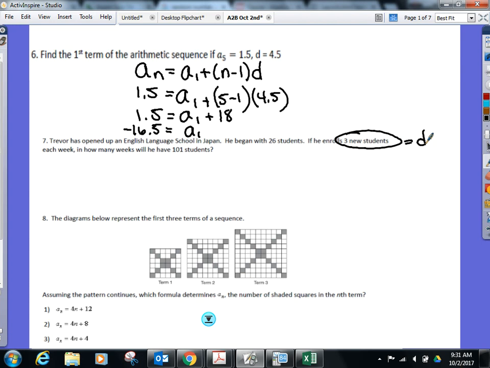He began with 26 students. What value is that going to be for me? A subscript 1. And then how many weeks will it have? 101. Okay, so how many weeks is it going to take him to, and I don't want you to go on your calculator, 26 plus 3 plus 3 plus 3 plus 3, and tell me how many times you hit plus. All right, I want to solve it using our explicit formula. And remember, we're going from 26 to 101. So you guys already told me 26 was the first term, and the d value was 3.